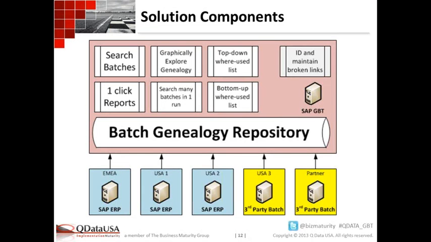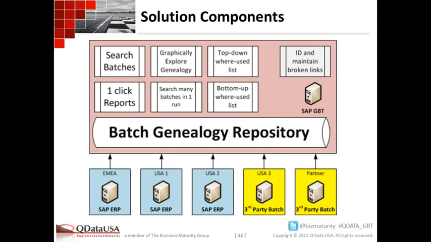On top of that repository are the GBT reports. So we can search batches, we can do our one-click reports, we have our graphical genealogy tool that is written, I think, in a Microsoft Silverlight type tool that sits on top of that repository and gives you the graphical view. We can search many batches in one run. We mentioned that. We have a top-down, bottom-up, where used list. Those are reports on that. So all the top left-hand side, those are our reporting capabilities.